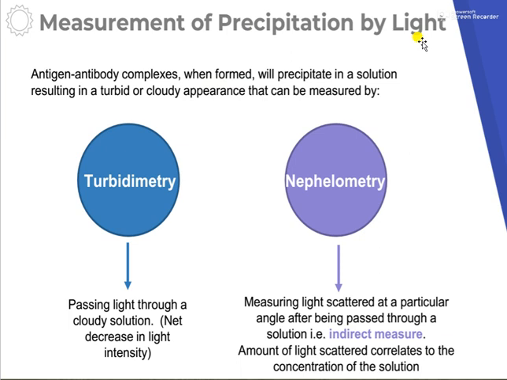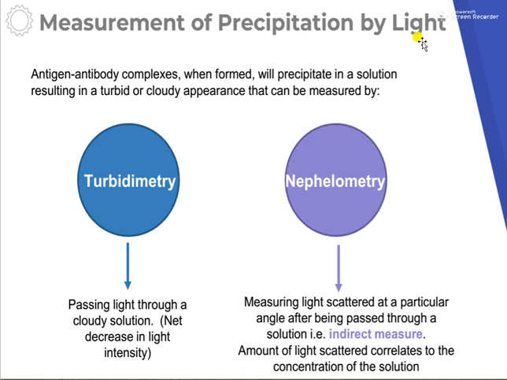In turbidimetry, you pass light through the cloudy solution, and the reduction in the light intensity is used to measure the amount of precipitation. And in nephelometry, you measure the light scattered at a particular angle after being passed through the solution. That is, it's an indirect measure. You check how much light is scattered at a particular angle, and the amount of light scattered correlates to the concentration of the solution. So the precipitation reaction can be viewed by following either the principles of turbidimetry or nephelometry.